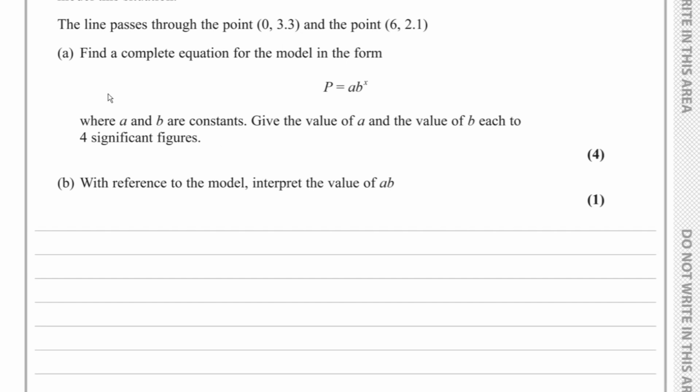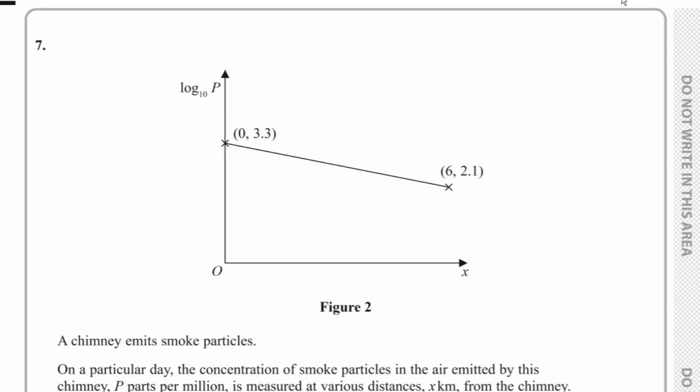Part A, find a complete equation for the model in the form p equals ab to the x, where a and b are constants, giving the value of a and the value of b each to 4 significant figures. So for part A we begin with p equals ab to the x. Now we are required to take log base 10 of both sides. The reason for that is because in figure 2 we see we have a log base 10 of p, which means we have to take log base 10 of both sides.